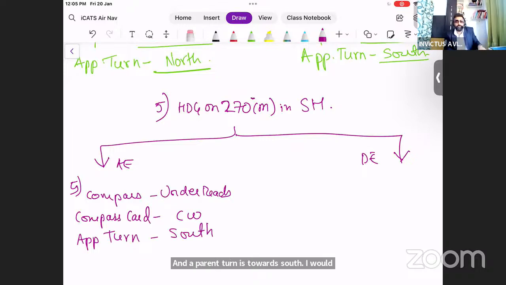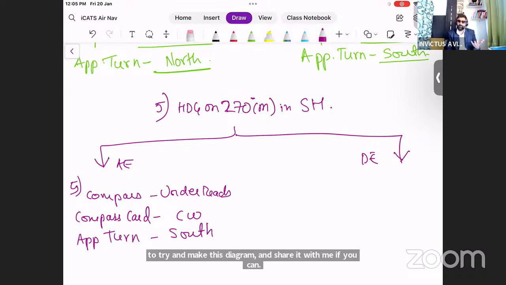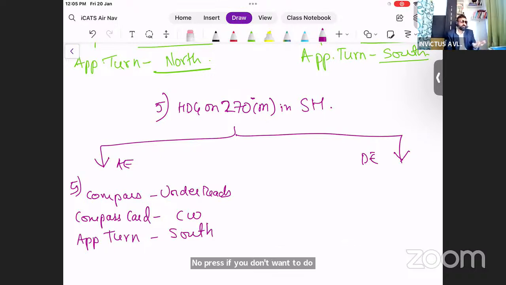I would want you all to try and make this diagram and share it with me if you can. No pressure. If you don't want to do it, don't do it. Anybody who wants to try doing it can do and share it with me.